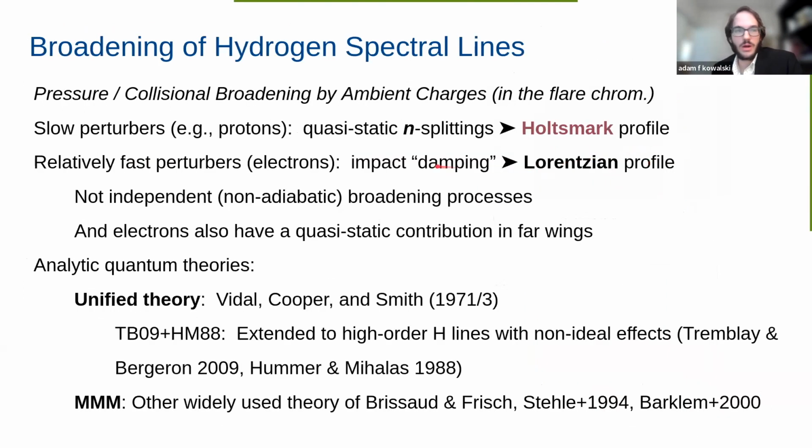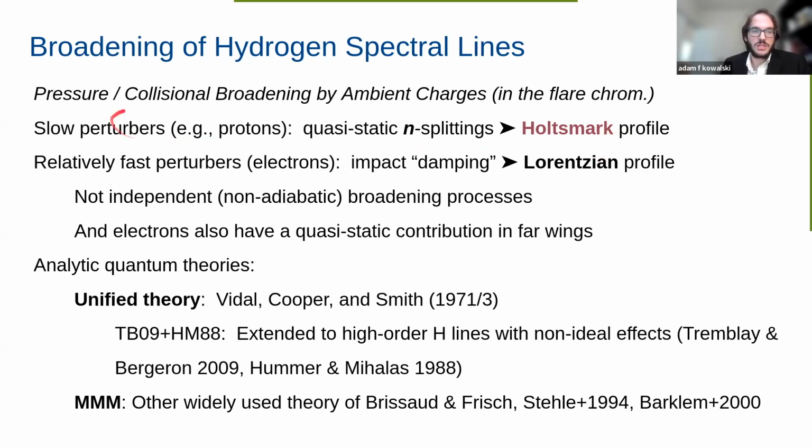So just a little bit of overview of the pressure broadening of hydrogen lines. It's actually a really complicated plasma physics and quantum mechanics problem. Why is that? Well, because the ambient protons and ambient electrons are flying around at different speeds, and they broaden the hydrogen lines in different ways.